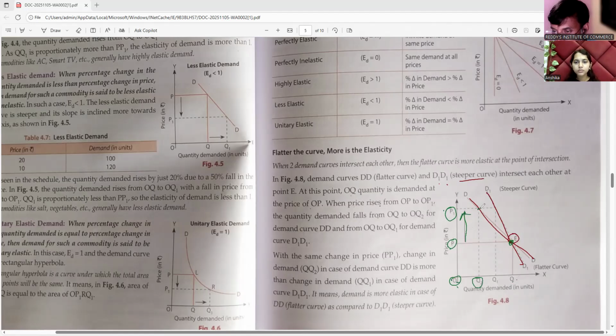Got it? For demand curve DD1 it falls from OQ to OQ2, and from OQ to OQ1 for the DD curve. So with the same change in price, PP1, the change in demand differs. The flatter the curve, the more elastic, as well as you can say the steeper the curve, the less elastic. I hope you understood up to this properly.